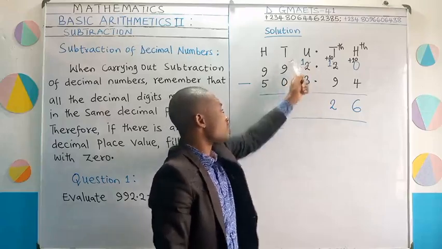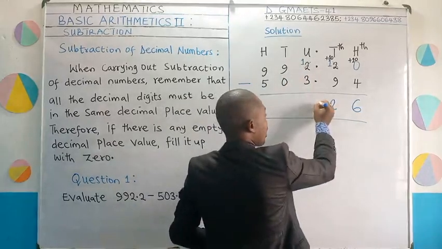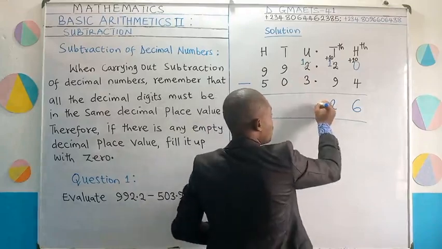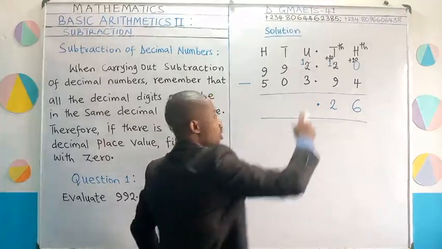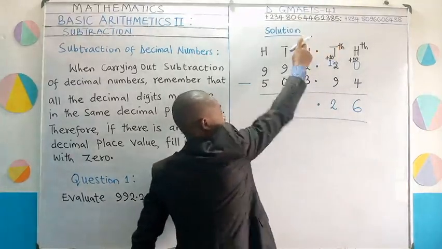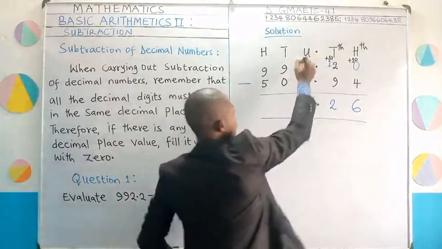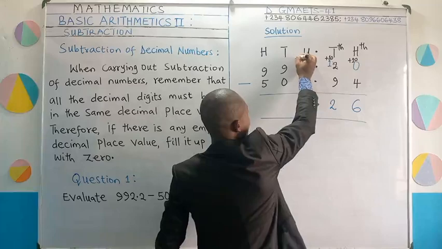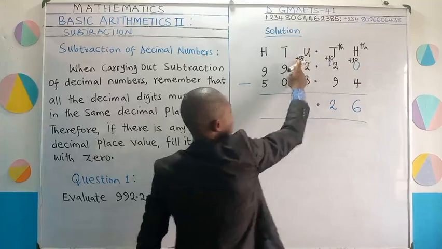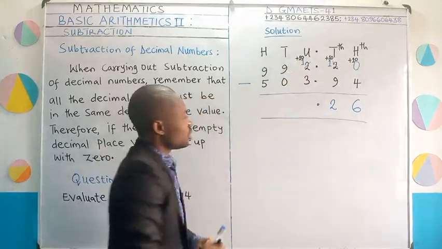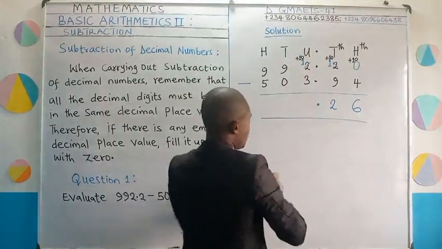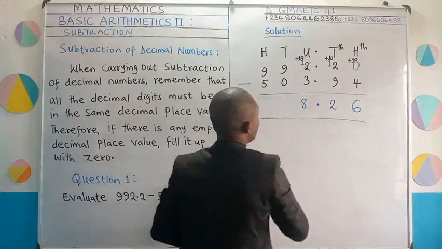Alright, before you move on to the unit place value and continue your calculation, you put a decimal point, because you are crossing the decimal point to the unit part now. 1 minus 3 again is not possible. So what do you do? You add 10 to it. 10 plus 1 is 11. 11 minus 3 will give you 8. So you have 8 here.